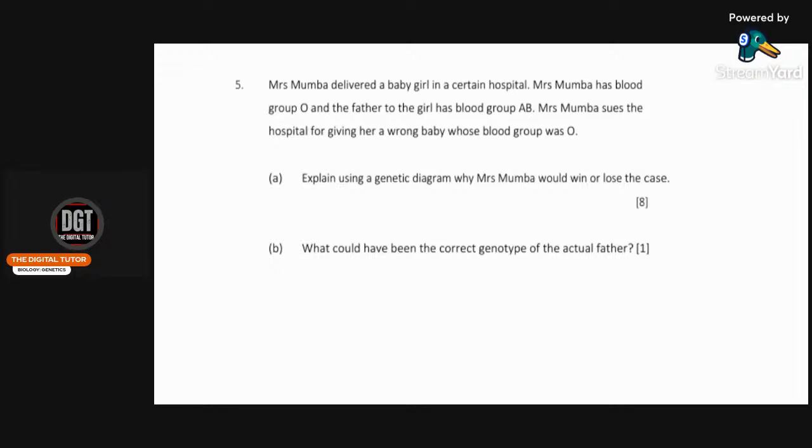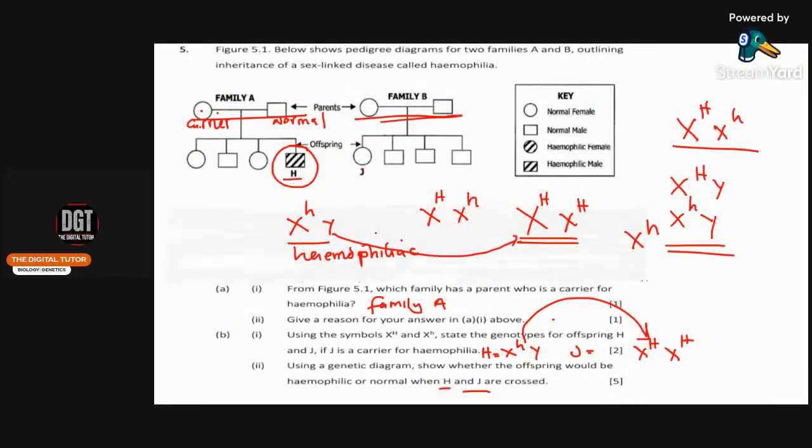So Patricia Mlenga is saying J is just a carrier. Okay, let me go back. So Patricia is saying J is just a carrier. Now, Patricia, if J is a carrier, where is this? Because if you have here, let's say this one was a carrier, we're going to have the situation like this, but here none of that.